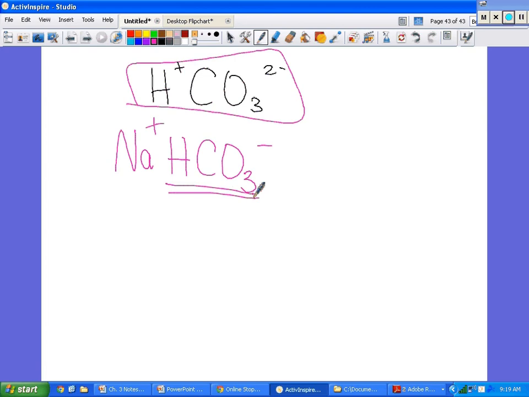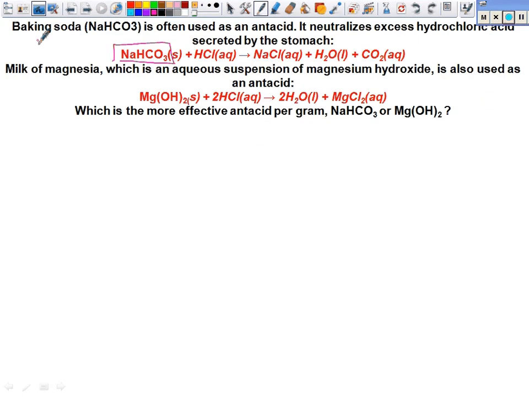All right, HCl, and so on. Milk of magnesia is an aqueous suspension of magnesium hydroxide, also used as an antacid.